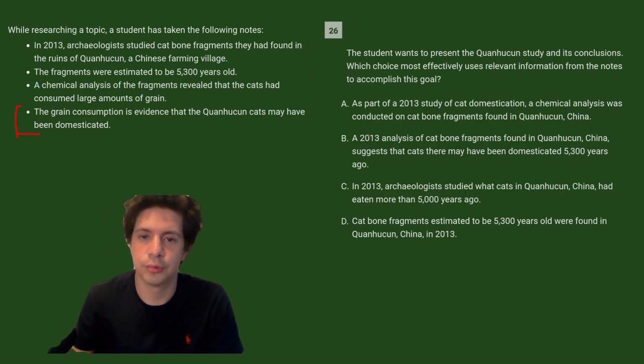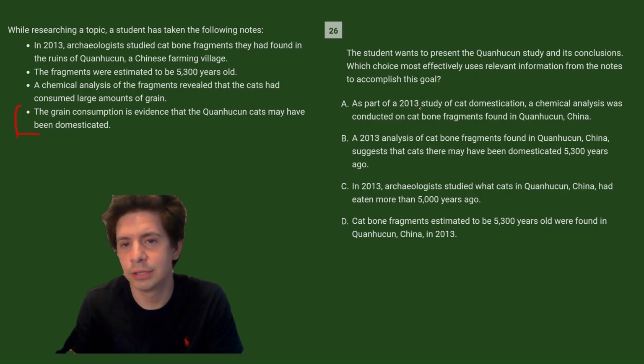And I like to go one by one and compare. A. As part of a 2013 study of cat domestication, a chemical analysis was conducted on cat bone fragments found in Kwanokukun. Okay, but that doesn't really give us conclusion, right? B. A 2013 analysis of cat bone fragments found in Kwanokukun, China suggests the cats there may have been domesticated 5,300 years ago. Okay, that gives us information on the study and on its conclusion, right? That they may have been domesticated 5,300 years ago.